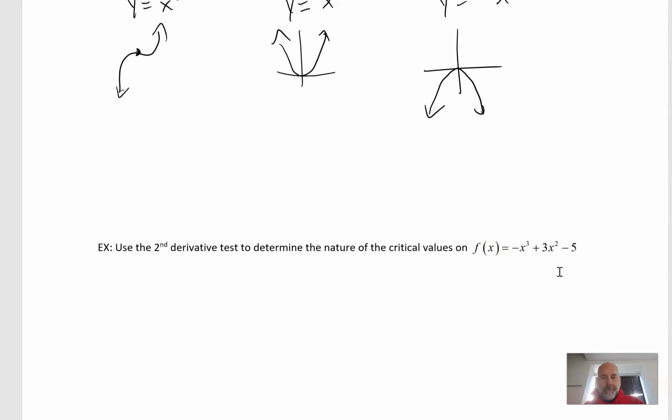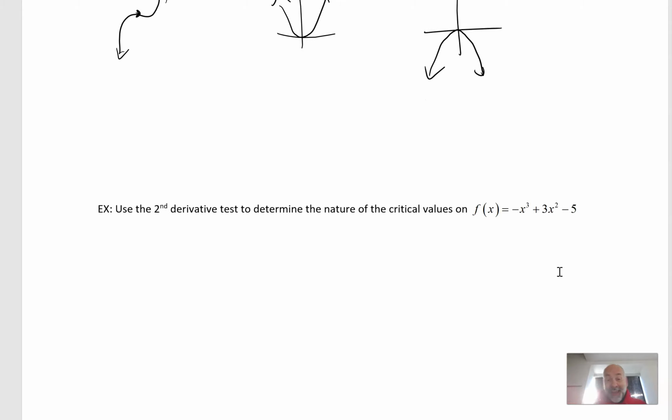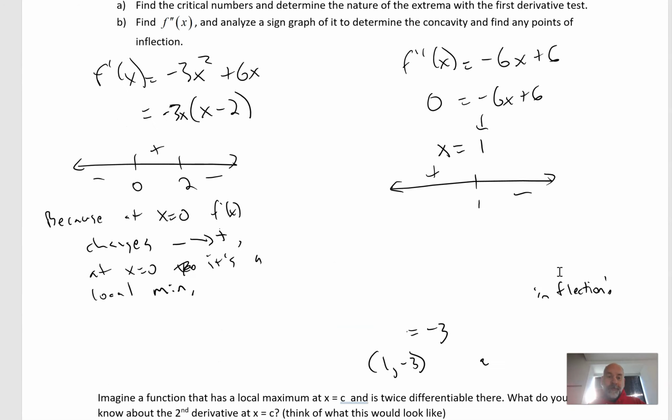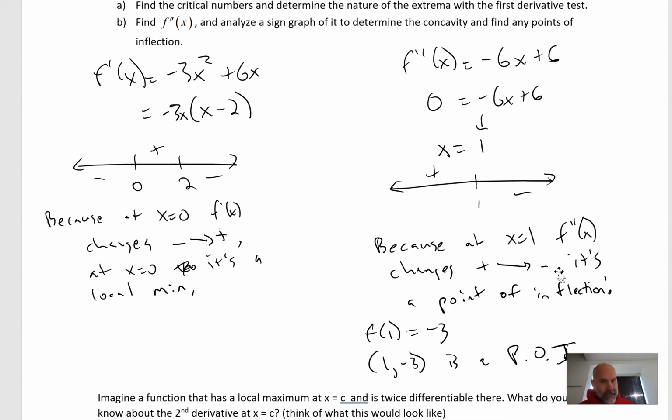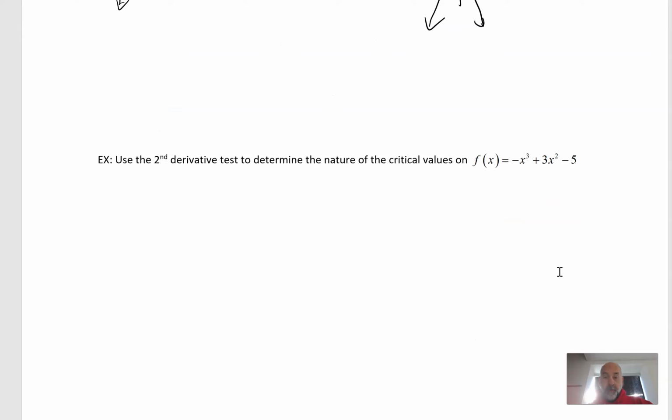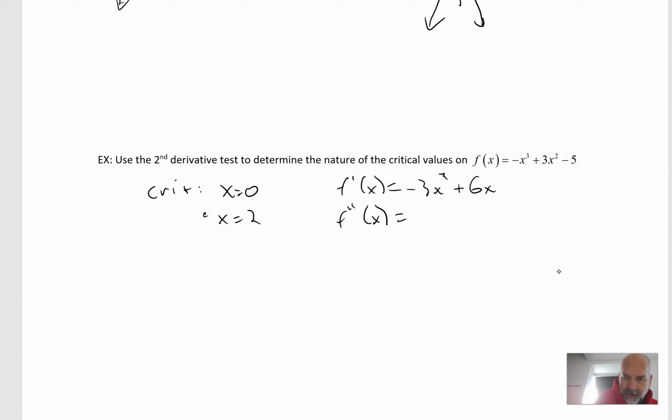And so for the last example here, use the second derivative test to determine the nature of the critical values on this one. This is the one we did before. 0 is a min and 2 is a max. Now, how would we do the second derivative test on that? The critical numbers were x equals 0 and x equals 2. Just to write down, f prime of x was negative 3x squared plus 6x. That's how we found those. And f double prime of x, copying from the earlier page, is negative 6x plus 6.